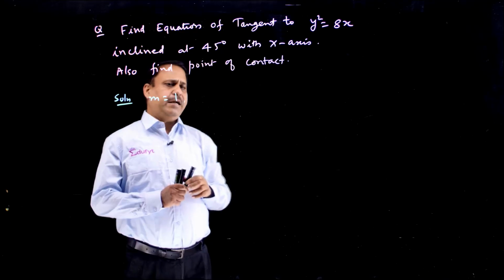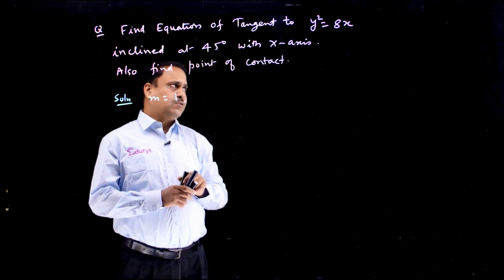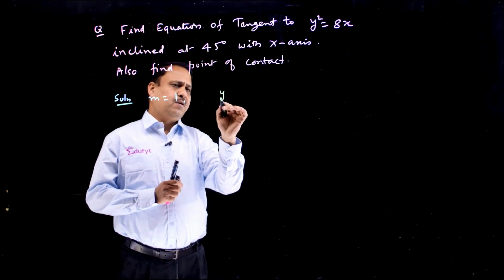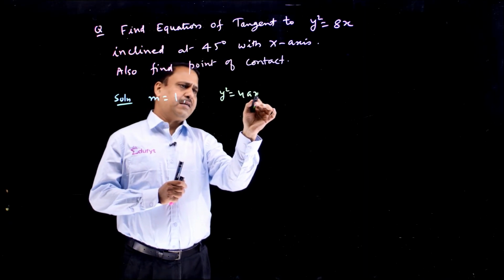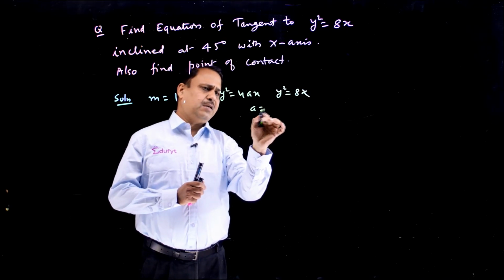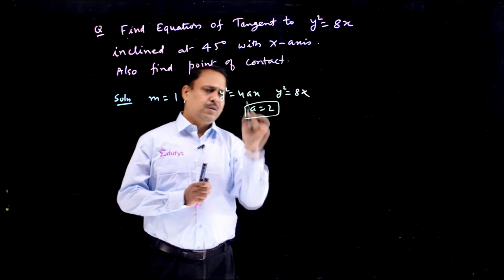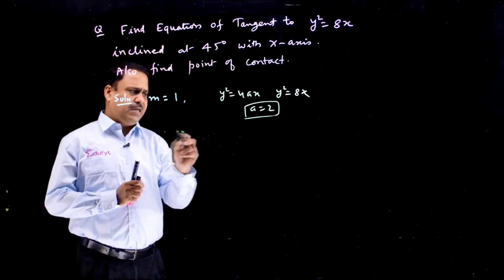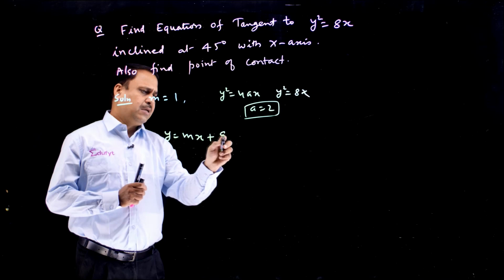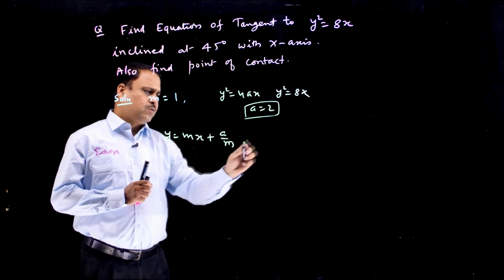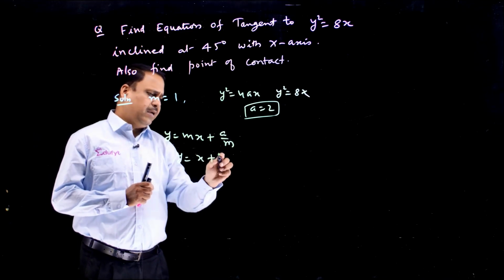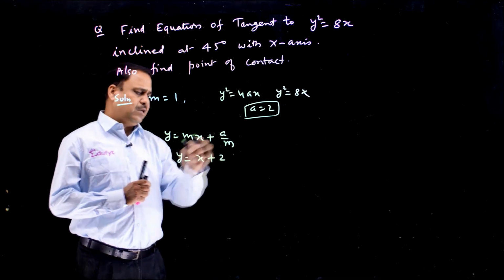And y square is equal to 8x. So we compare with y square is equal to 4ax. Y square is equal to 4ax and y square is equal to 8x. That means a is equal to 2. So the equation of tangent is y is equal to mx plus a upon m. So this gives y is equal to x plus 2 upon 1. This is the equation of tangent.